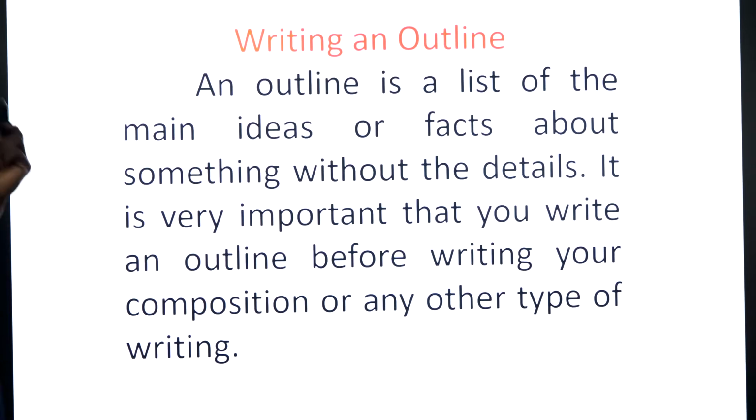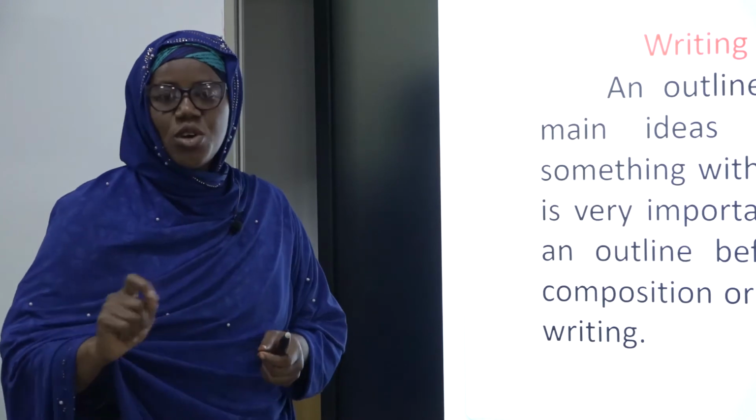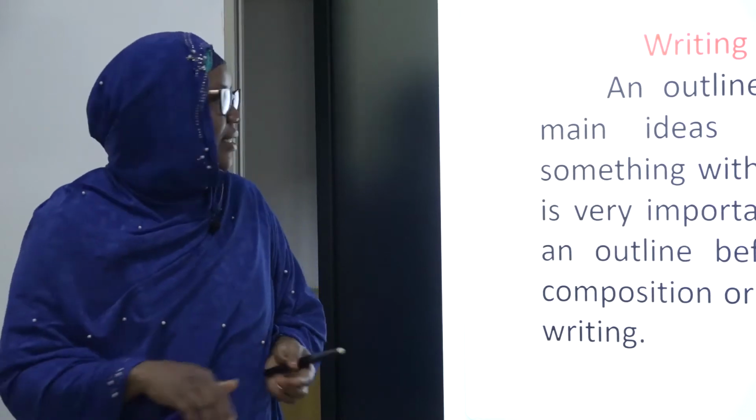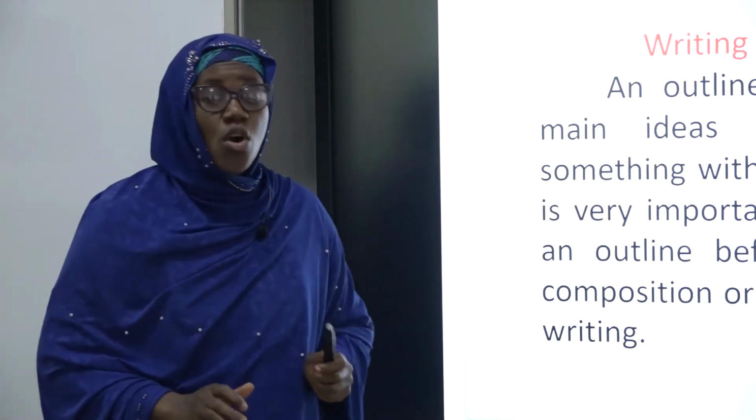We mentioned writing an outline earlier. What is this writing an outline all about? An outline is a list of the main ideas or facts about something without the details. You want to write, okay, my main dish, ingredients, what part of the country or world eats this kind of food, why do I like it? You arrange them without details, skeletal. It is very important that you write an outline before writing your composition or any other type of writing.